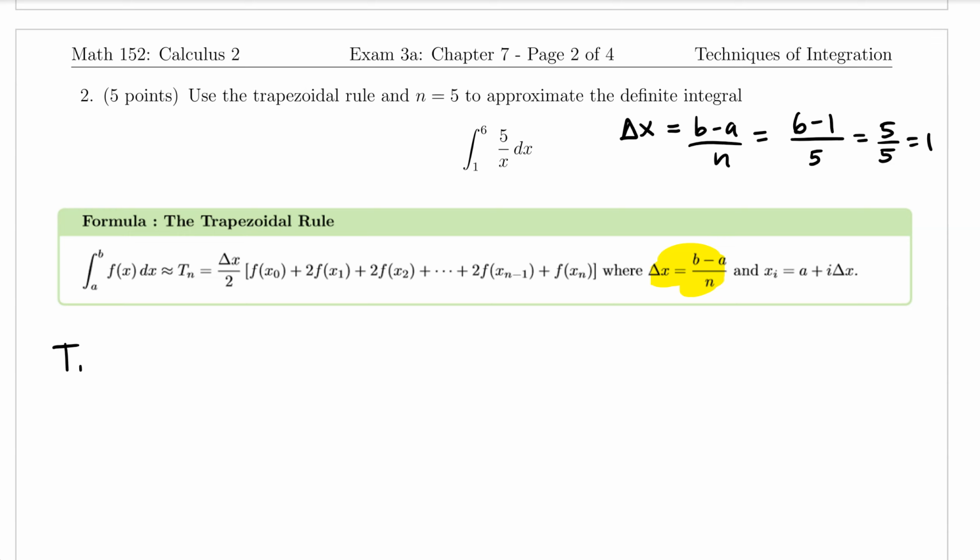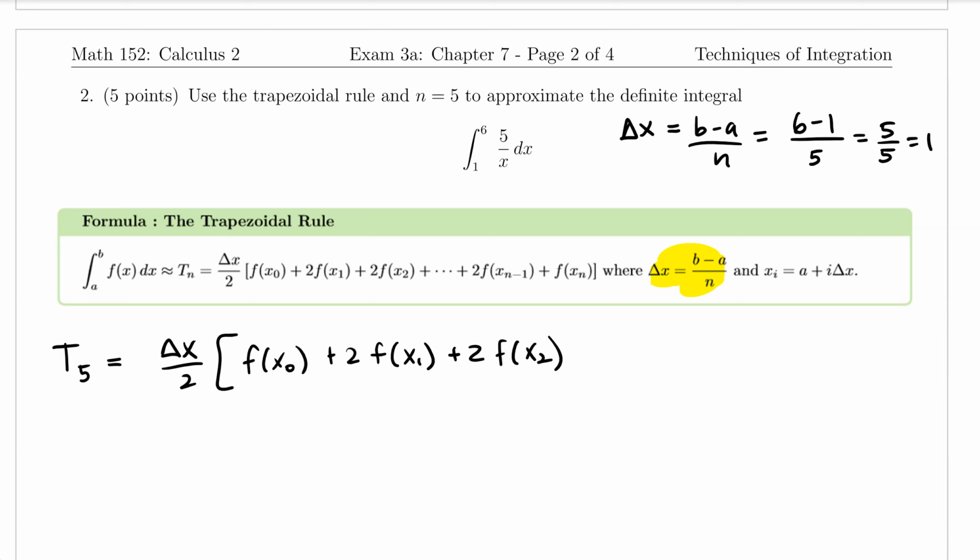So the notation we use is capital T sub 5 is equal to delta x over 2 times f of x sub 0 plus 2 times f of x sub 1 plus 2 times f of x sub 2 plus 2 times f of x sub 3 plus 2 times f of x sub 4 plus 2 times f of x sub 5, and then plus f of x sub 6.